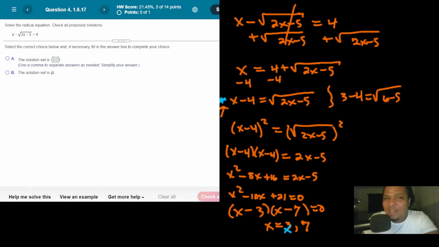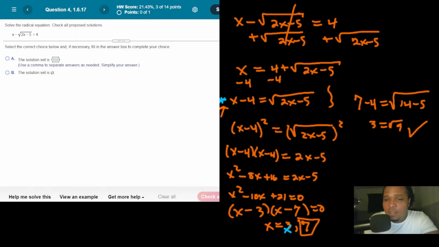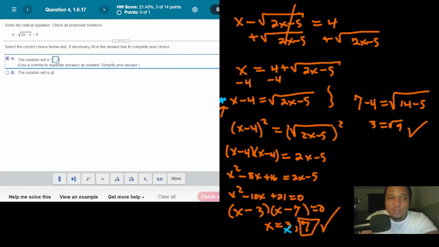What about the 7? Okay, so we have 7 minus 4 is equal to 14 minus 5. All I do is plug that 7 into the 2x portion. We get 7 minus 4 is 3 is equal to the square root of 9. Is that true? Yes, it is. So 7 is one of our answers. Is the only answer, actually. So our answer, the only answer that worked is 7.